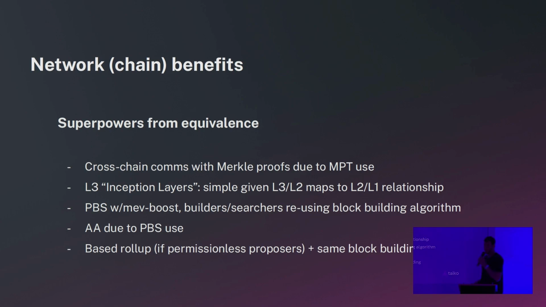And then some superpowers from equivalence. I'd say these are maybe the most unique or less spoken about ones, but we have some really nice cross-chain communication affordances. Because we use Merkle-Patricia trees, we could use Merkle proofs to speak to Ethereum really easily, both ways. And we also have a very simple path for L3s, or what we call inception layers, just because you could deploy Taiko as is on top of Taiko.